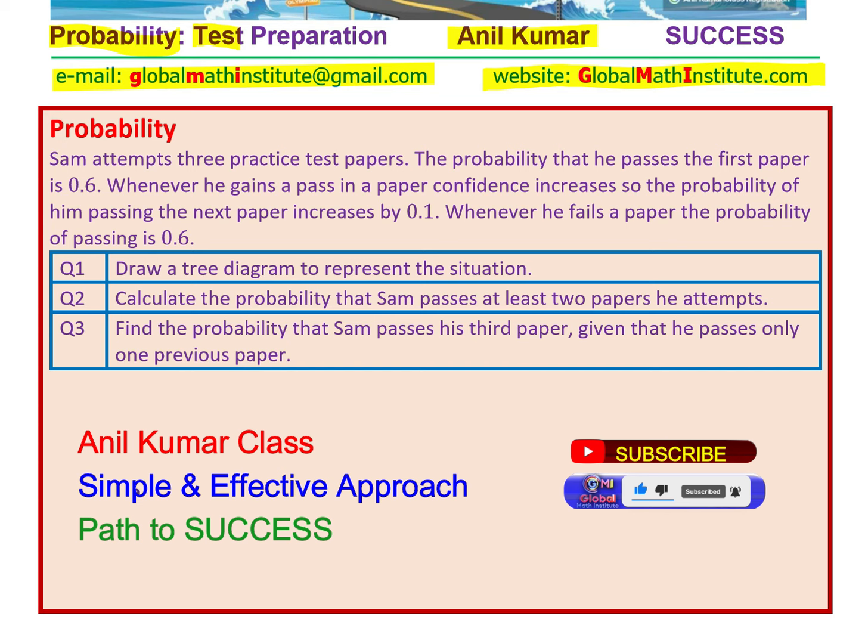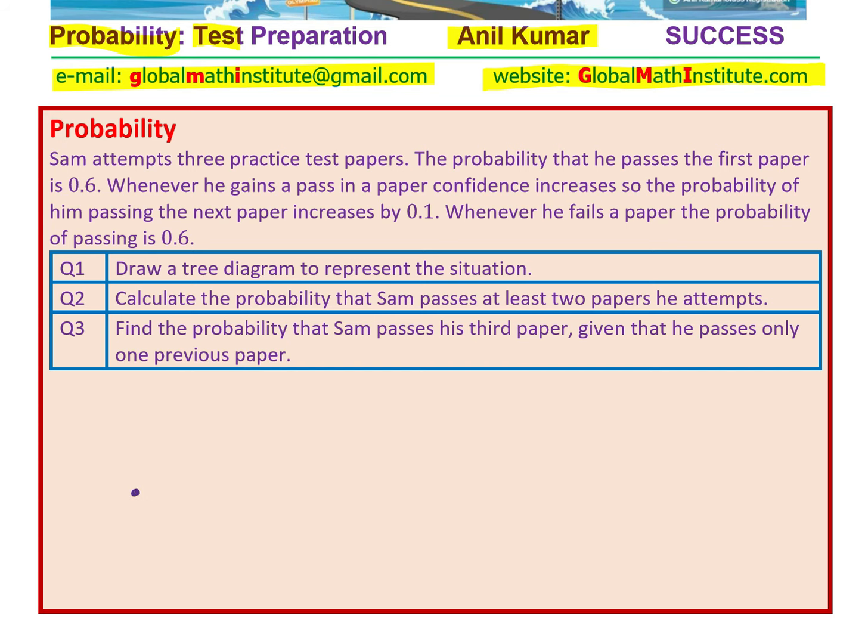Now let's begin with drawing the tree diagram for the given situation. So let's say the first test paper. Now 2 things can happen. Either he will pass or he will not pass. If he passes, the probability is 0.6, and the sum is always 1, so fail will be 0.4. Now let's get to this point where he attempts the second paper, and in that paper he may pass or he may not pass, right? And that happens in both the cases, correct?